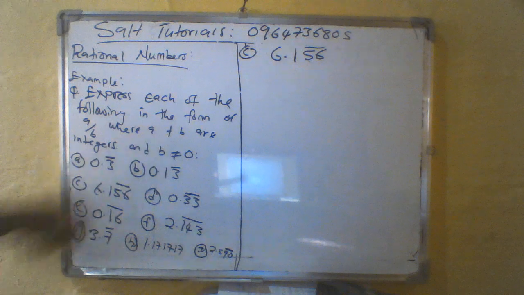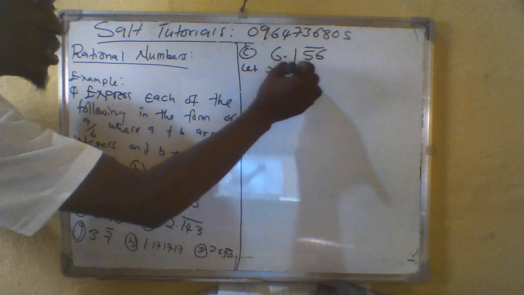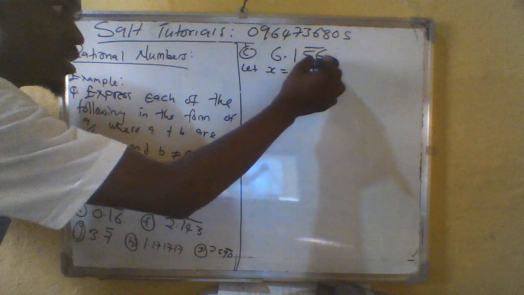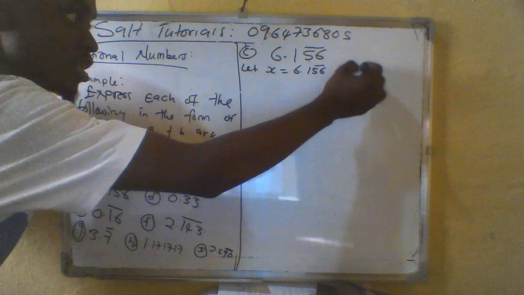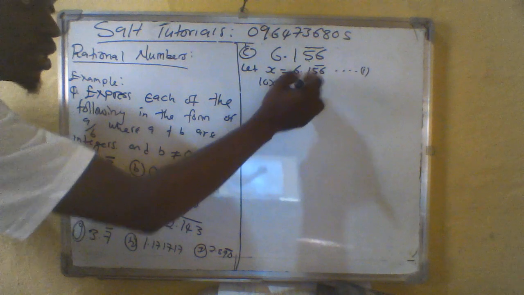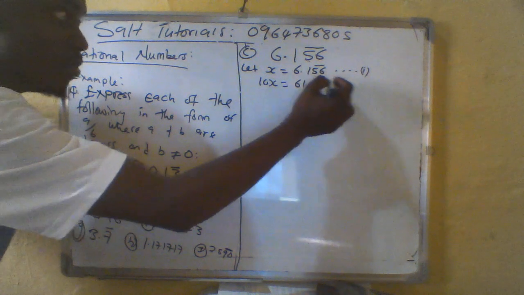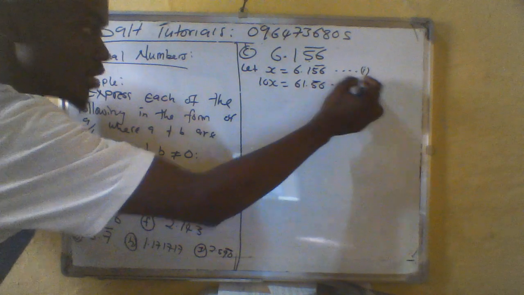But take it step by step. First of all, let x equal 6.156 bar as my first equation. Then multiply by 10. 10x is going to move the point by 1. It means I'm going to have what? 61.56 bar as my second equation.